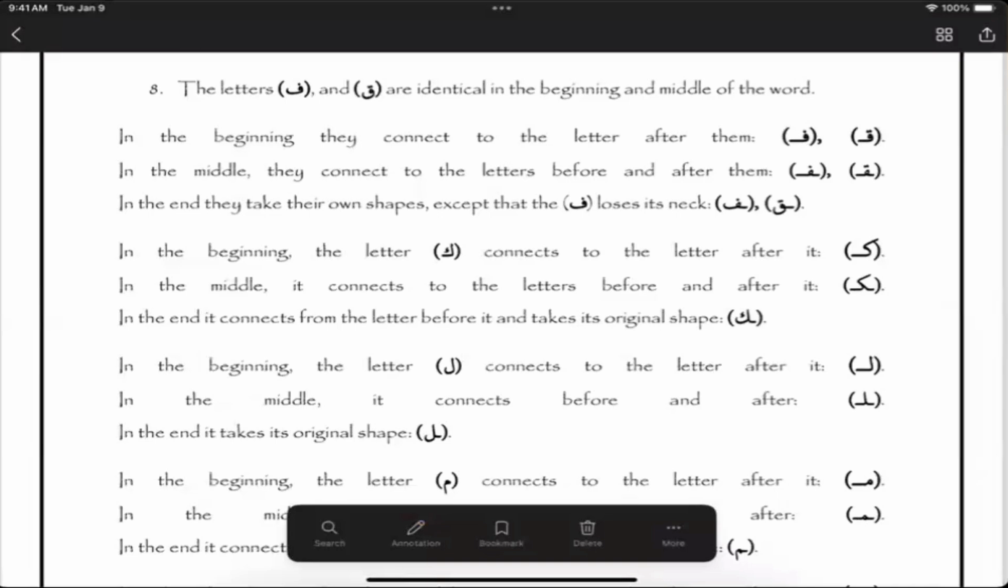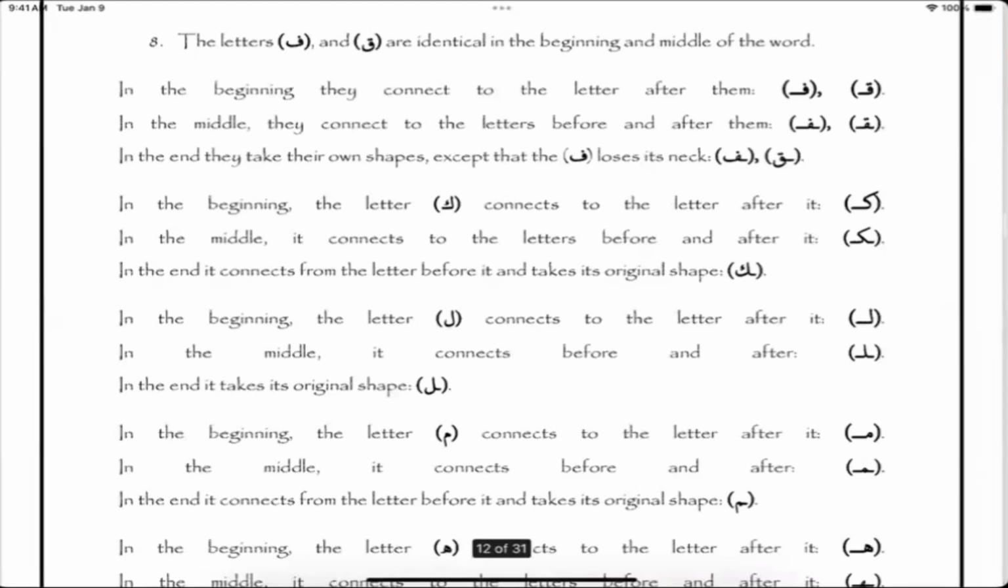In the beginning of the word, the letter kaf connects to the letter after it with the shape here. And in the middle, it connects to the letters before and after it. And in the end, it connects from the letter before it and takes its original shape. Yes. Kaf, and kaf has another shape too.